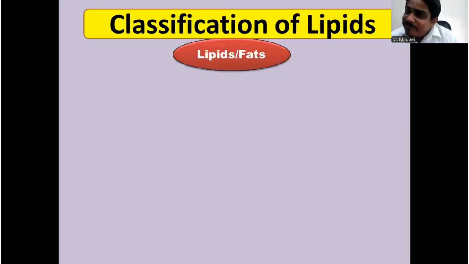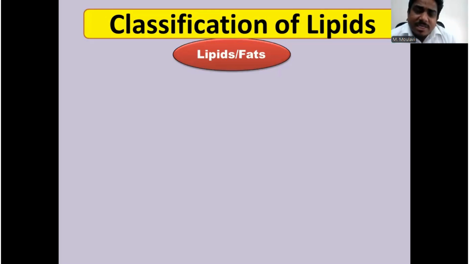Lipids are also known as fats. The general classification of lipids is based on their chemical properties, that is, saponifiable lipids and non-saponifiable lipids. The lipids which on alkaline hydrolysis form soap are known as saponifiable lipids, while the lipids which cannot form soap on alkaline hydrolysis are known as non-saponifiable lipids.